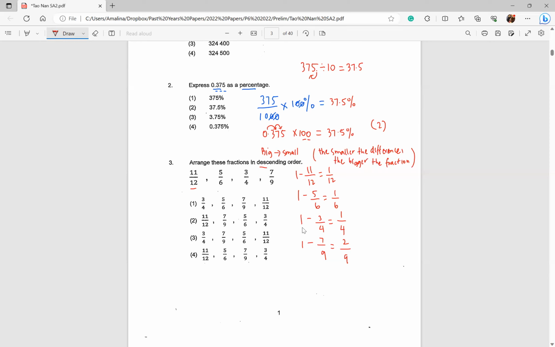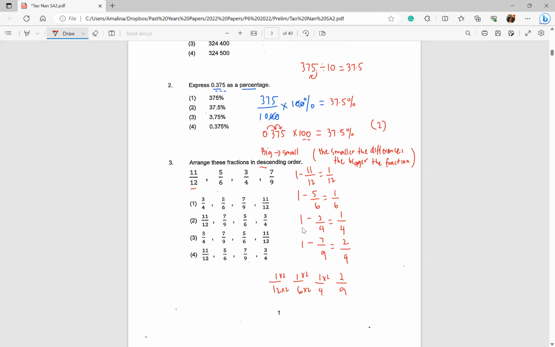Now, this is 1 over 12, 1 over 6, 1 over 4, but the final one is 2 over 9. If you want to compare, you must make sure something stays the same, either your denominator or your numerator. So what am I going to do? I'm going to change the numerators to make it 2 instead of 1. So I will rewrite my fractions again: 1 over 12, 1 over 6, 1 over 4, and 2 over 9. I'm going to multiply all of these by 2, remembering to also change the denominator.